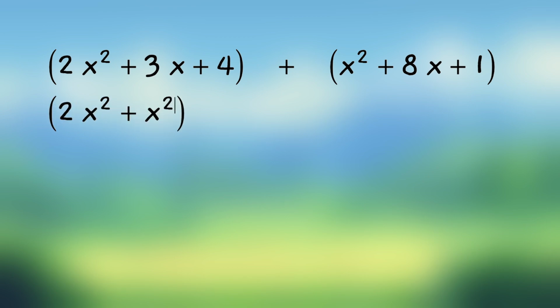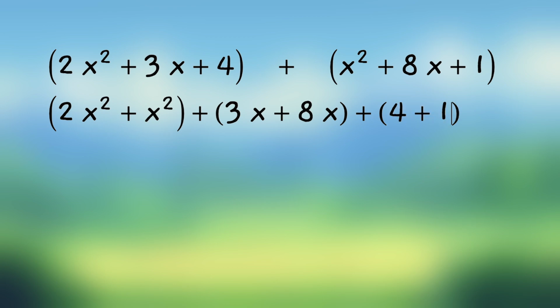2x squared and x squared are like terms because they have the same variable x with the same exponent 2. 3x and 8x are like terms. The exponents of x are 1. And finally, 4 and 1 are like terms because they're both just numbers.